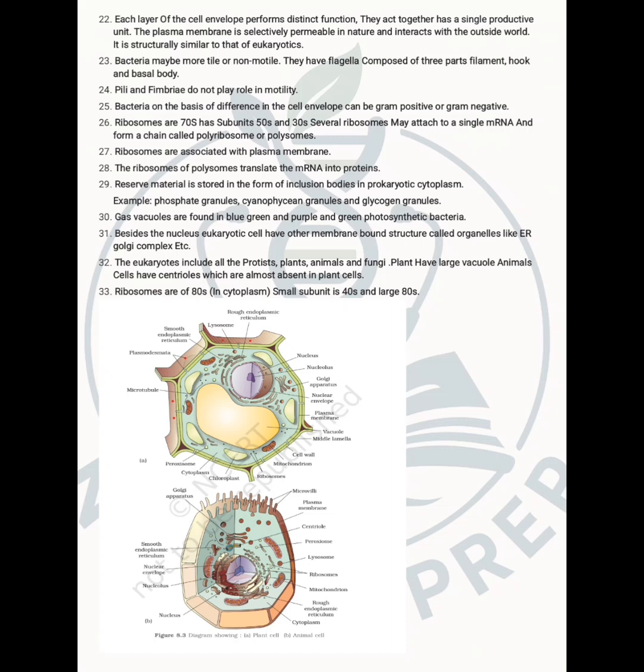Besides the nucleus, eukaryotic cells have other membrane-bounded structures known as organelles, like the endoplasmic reticulum, Golgi complex, etc. Eukaryotic cells include all protista, plants, animals and fungi. Plants have a large vacuole, and animal cells have centrioles, which are absent in almost all plant cells. The eukaryotic ribosomes are 80S in the cytoplasm, with the smaller subunit 40S and the larger 60S.